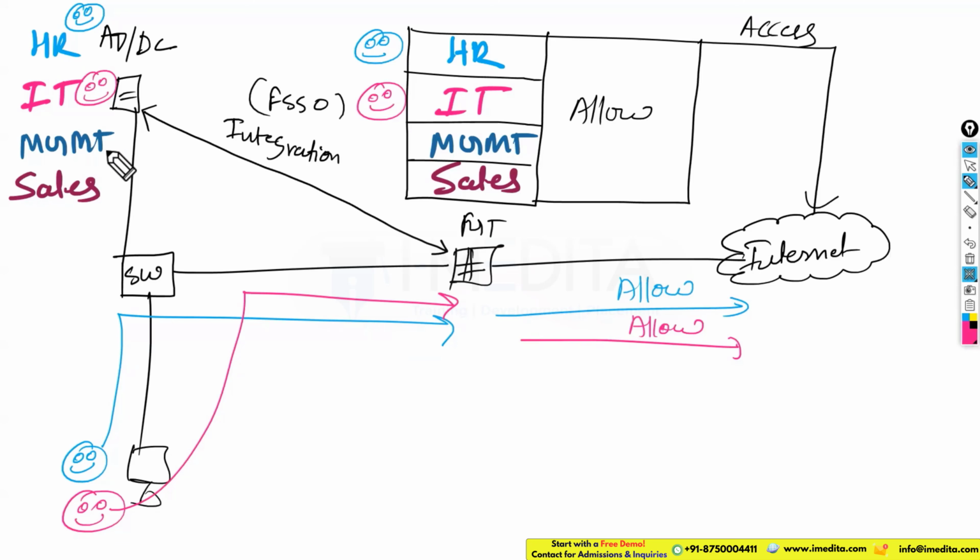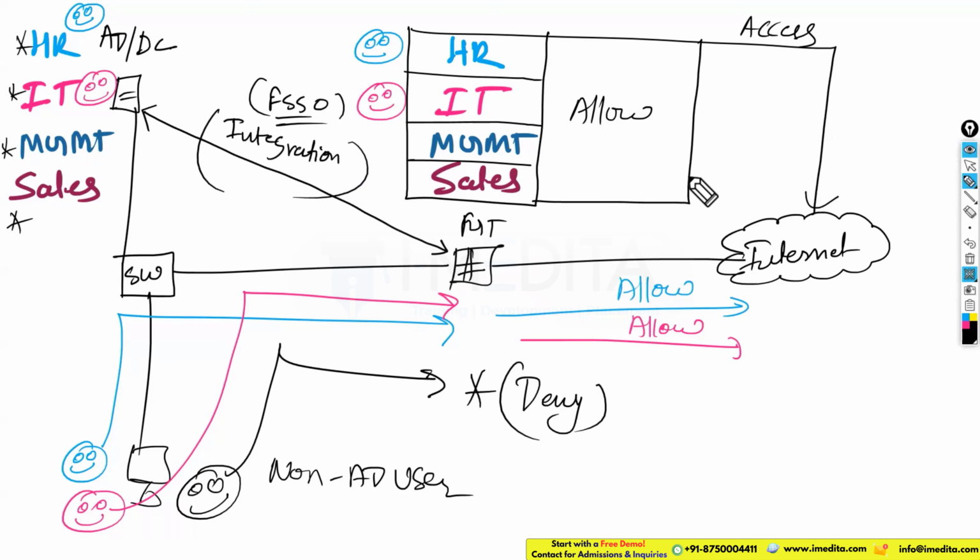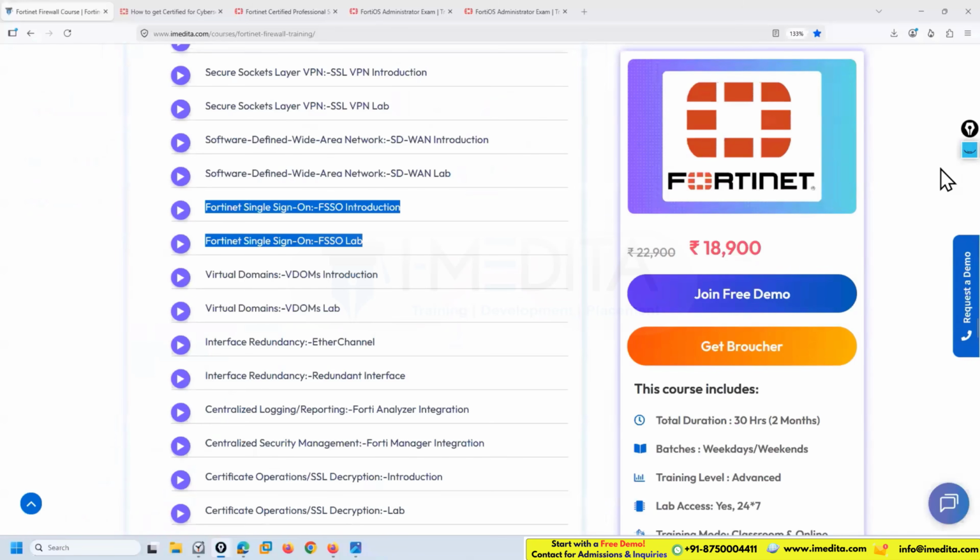It means AD users can access the internet, but any non-AD user which doesn't belong to HR, IT, sales, or management will go to the firewall, and the firewall will deny that user. So non-AD users will not be able to access the internet. We achieve this with the help of FSSO, Fortinet Single Sign-On, or we can say FortiGate firewall and AD integration is called FSSO. Done. So this is our FSSO.